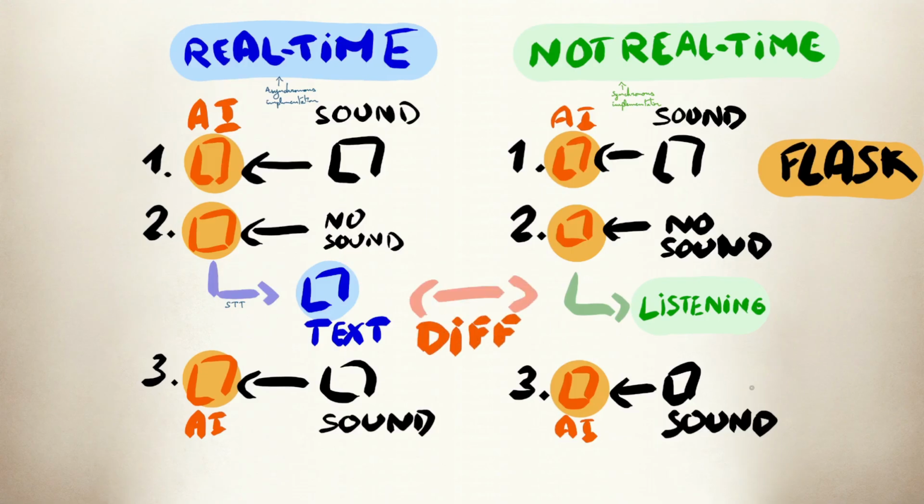So that's the real difference here. Now, it does seem like it's not a big deal, but the difference between a real-time and a non-real-time system is that the non-real-time system is going to have to wait before the user is done talking before starting to transcribe the text, while the real-time system is going to do that while the user is talking.